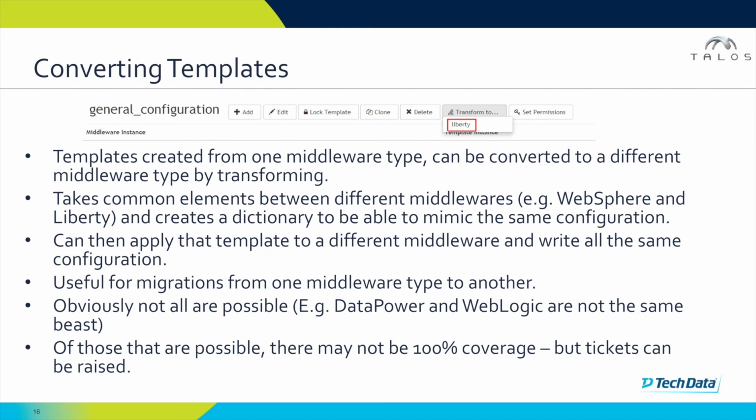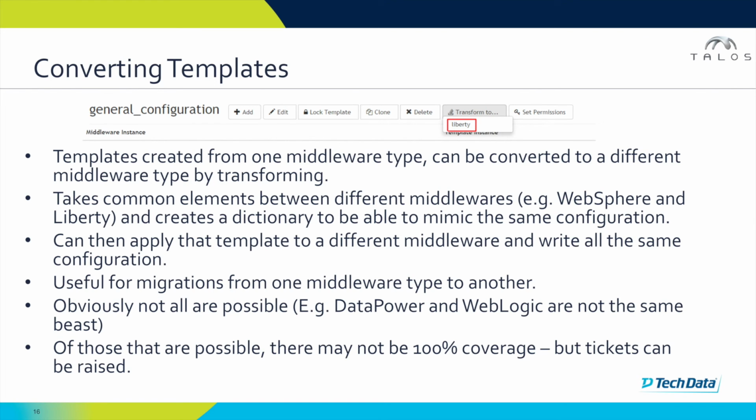Now, templates can be converted from one middleware type to another. Now, it can't do all middleware types. It can do some to some others. For example, you couldn't convert a WebSphere application server template to an IBM DataPower template. It's not the same thing. But one popular one is WebSphere application server to Liberty. Liberty is a more lightweight Java runtime than WebSphere application server, but they still run Java packages.